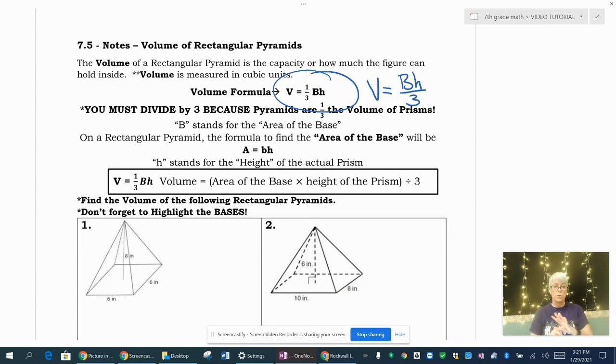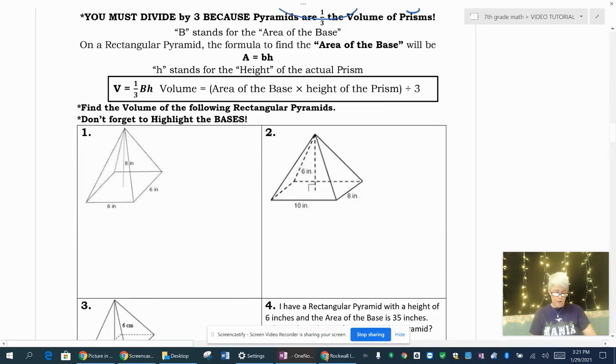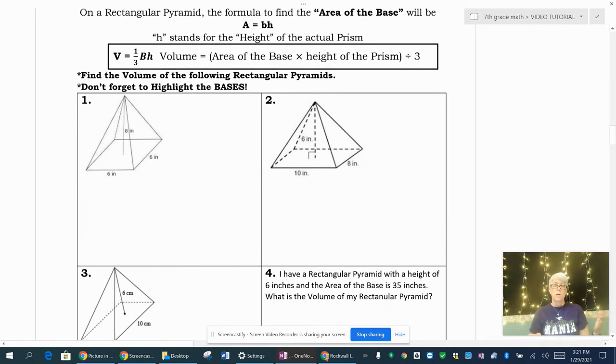So again, we start everything the same way. If it's asking for the volume of a pyramid, the first thing we do is we write the formula. And I'm going to write it this way. You can do it with the 1/3, but while I'm showing my examples, I'm always going to write it this way. I think it's easier on the brain.